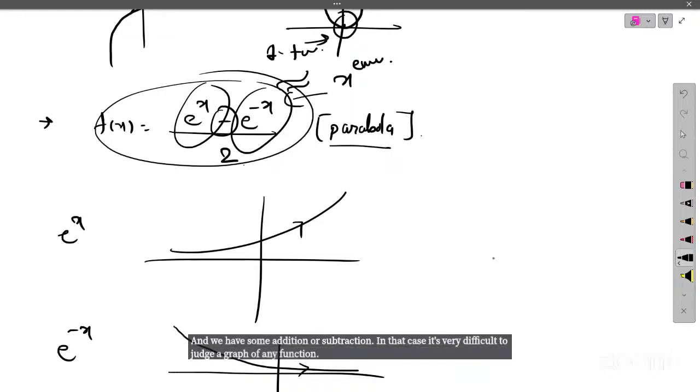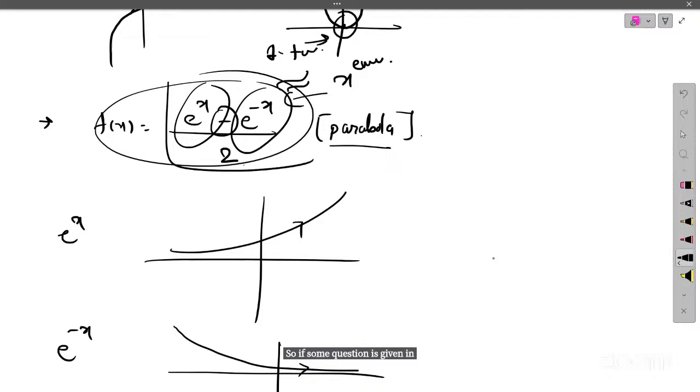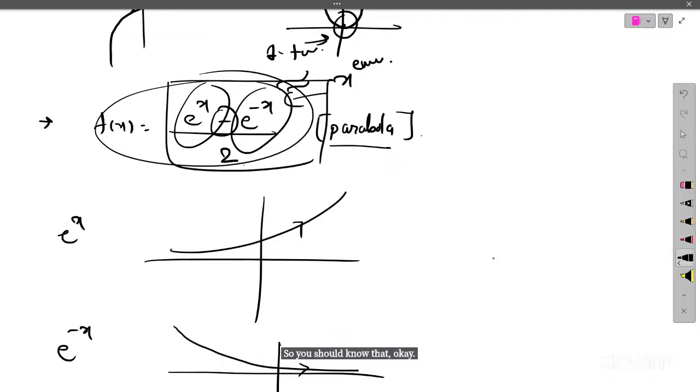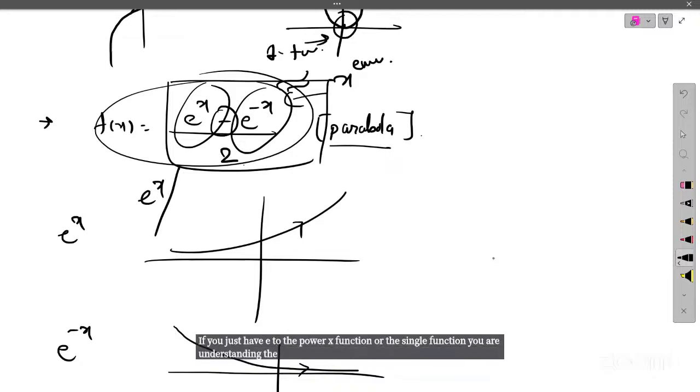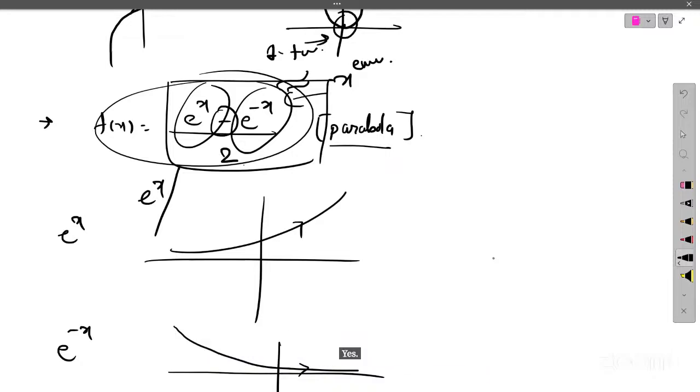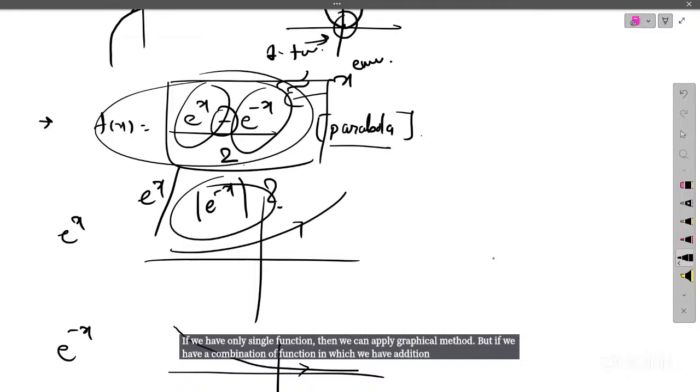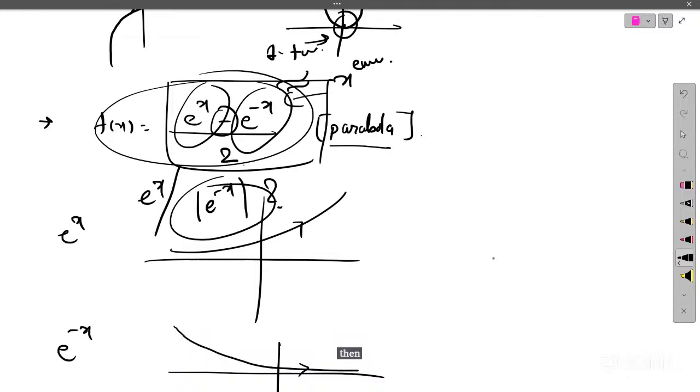So if some question is given in which such kind of complicated function is there, you should know that the graphical method won't work here. If you just have e to the power x or a single function, or a combination of mod, that means modulus of e to the power minus x or something like this, if we have only a single function, then we can apply the graphical method. But if we have a combination of functions with addition, subtraction or something like this, then it's very difficult to judge a graph.